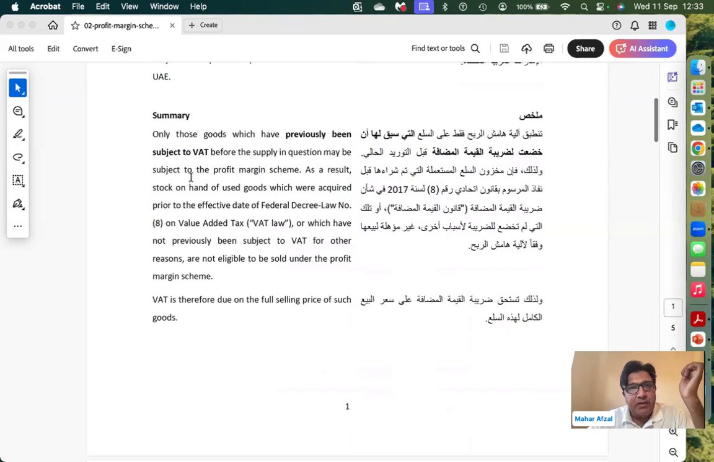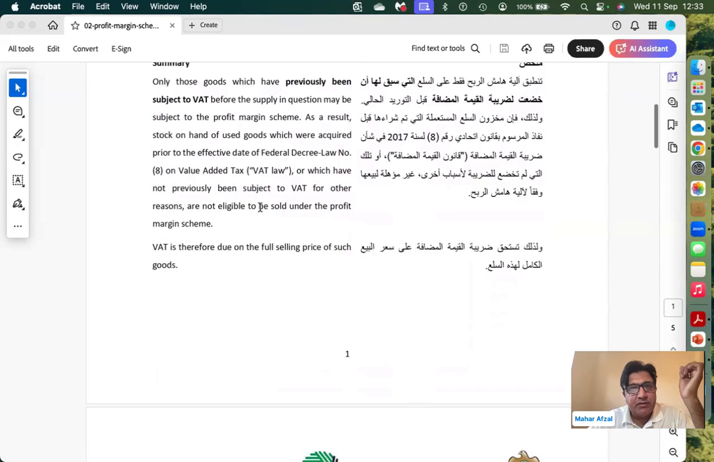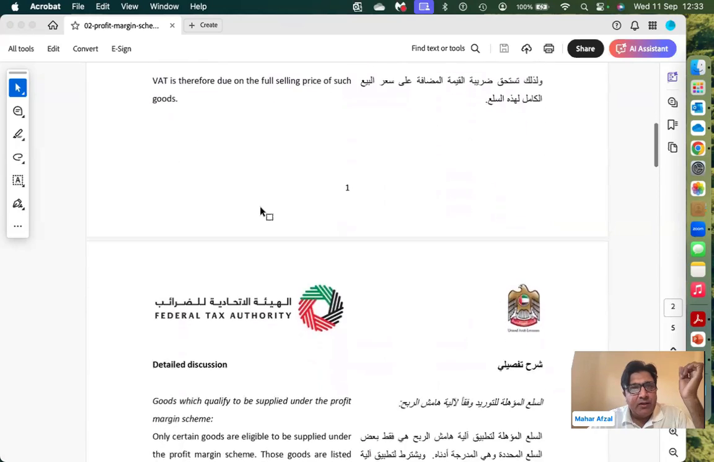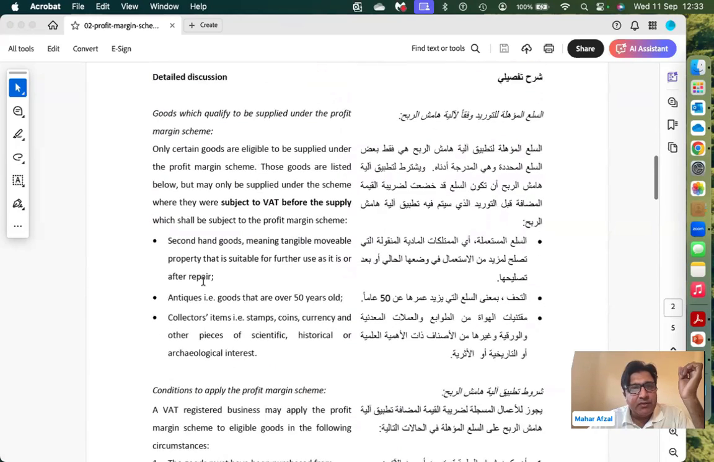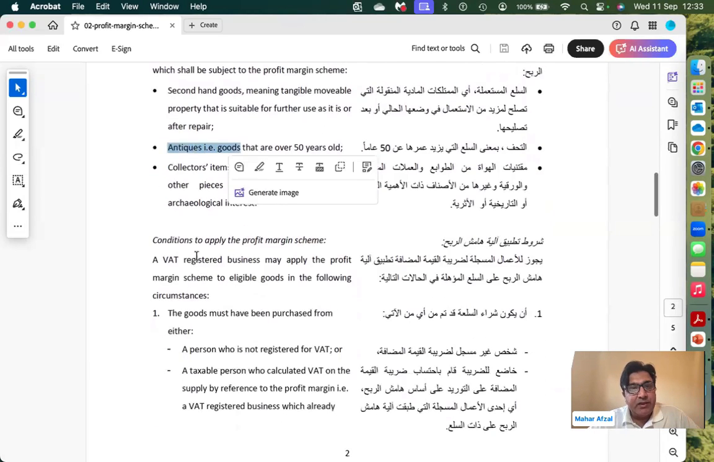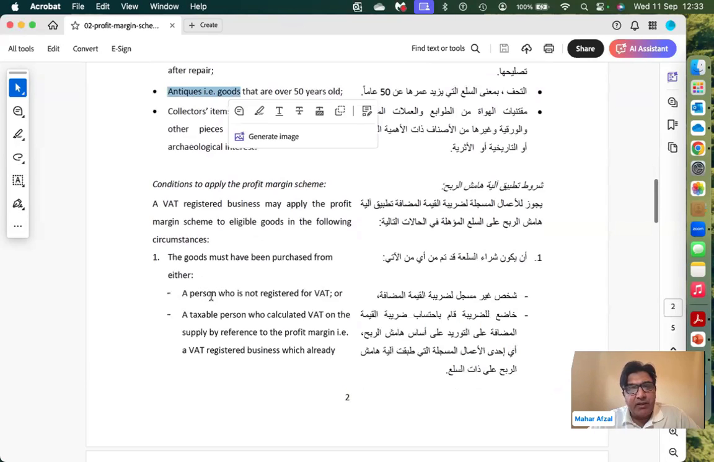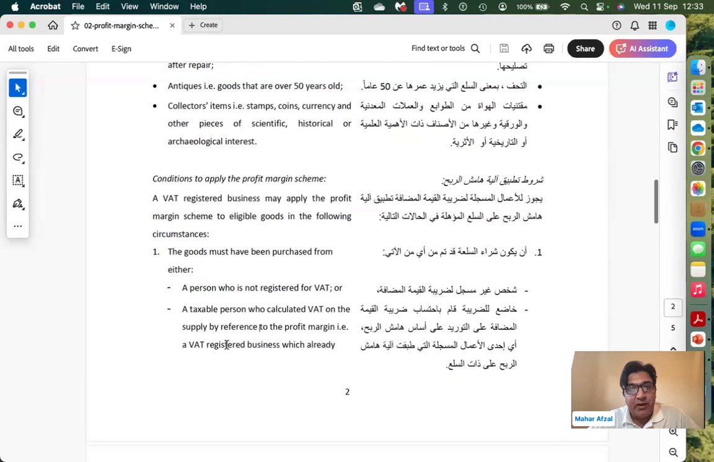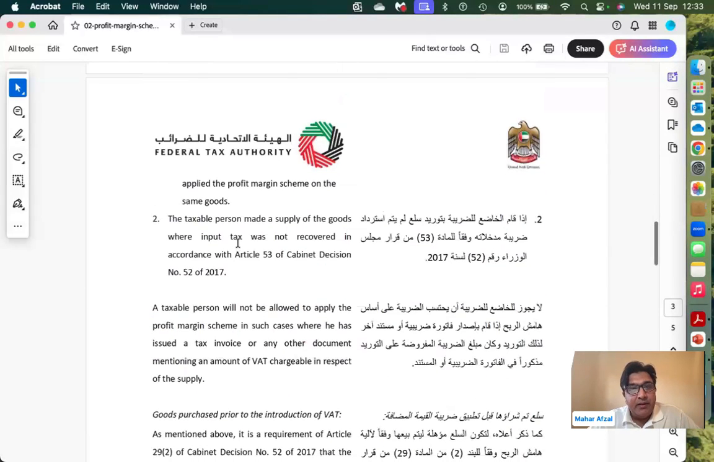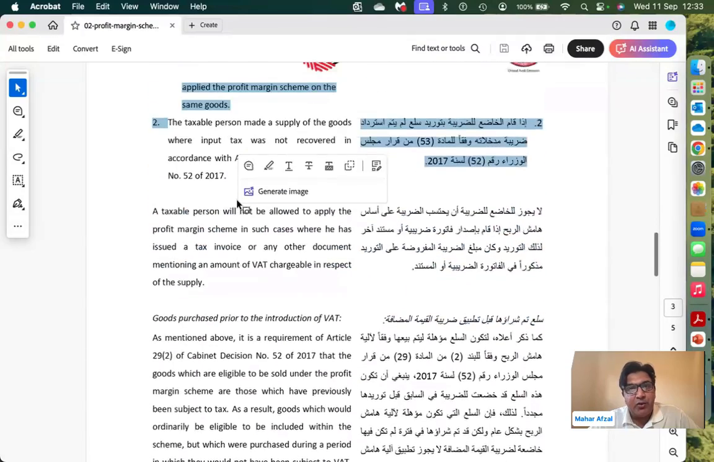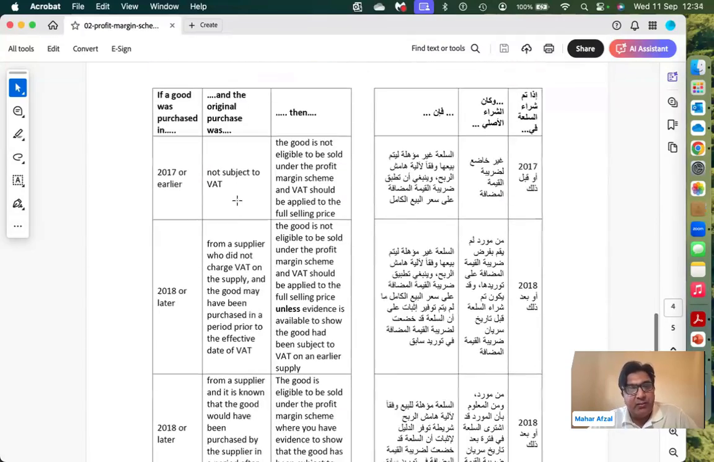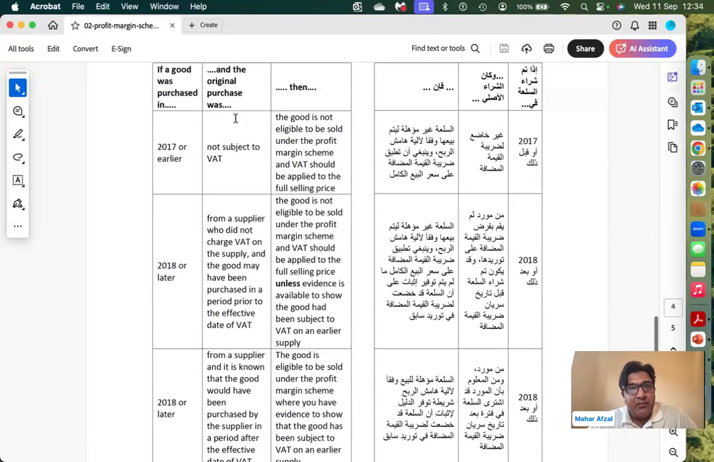Summary is goods previously subject to VAT before the supply in question. This is on the full selling price of the goods. Detailed discussion: these are the goods on which you can apply the scheme: second-hand goods, antiques, or collections. Conditions: goods have been purchased from either an unregistered party, or a supplier who calculated VAT under the profit margin scheme. The taxed person made a supply of those goods where input tax was not recovered. You cannot recover. I have already told you the reason as well. You can go through this. This is a very basic thing. These conditions they have mentioned, and the original purchase was not subject to VAT.